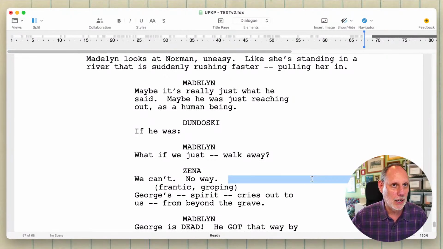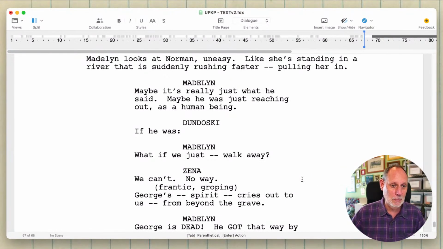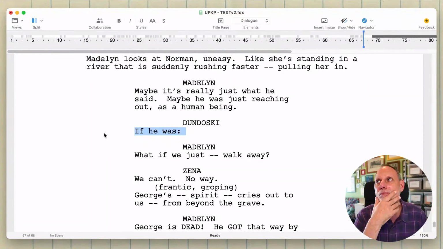I'm doing good. We're in the last 3 pages. Okay, Dundosky.